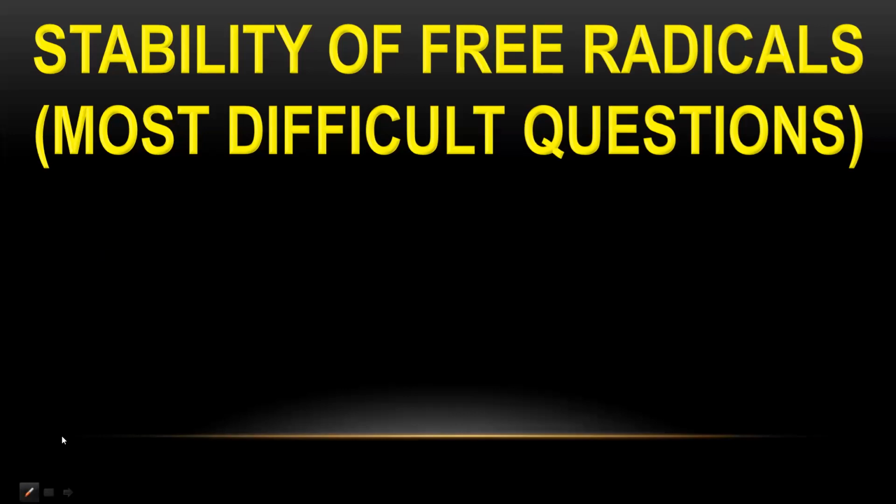Before discussing the stability questions, let me give you a brief understanding of how to analyze the stability of a free radical. Generally, we know the stability order of free radicals is 3 degree greater than 2 degree greater than 1 degree. But for your information, last year in 2023, there was a research paper experimentally proving that the stability order is basically opposite. They are saying that 1 degree is most stable.